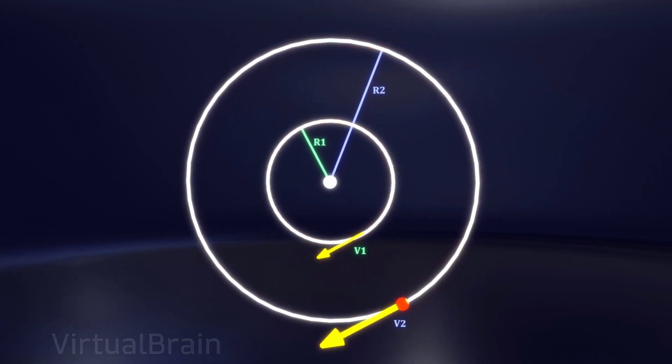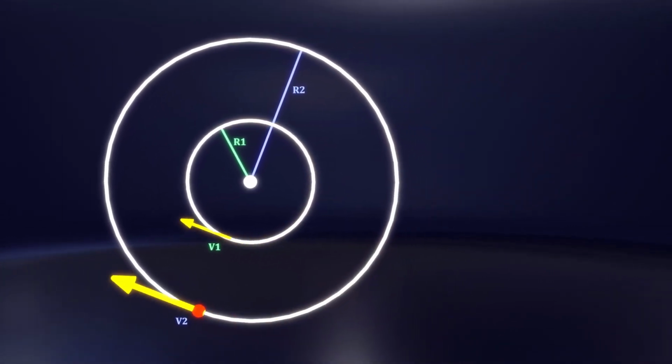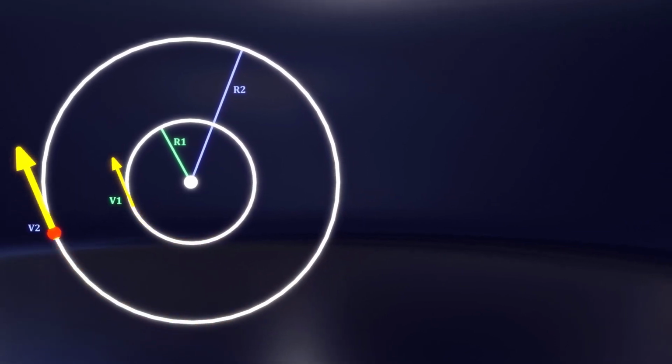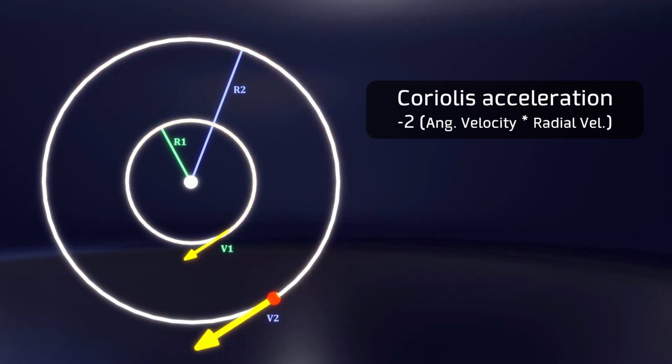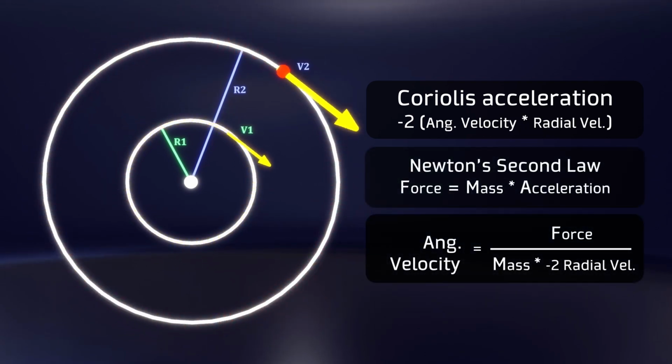In other words, if the tangential velocity increases, then there is an acceleration, which is known as Coriolis acceleration, in honor of its discoverer. This acceleration, by the way, can be calculated as -2 times the angular velocity of the particle, multiplied by the speed at which it moves radially, values that we can then replace in the classic formula of force equals mass times acceleration.